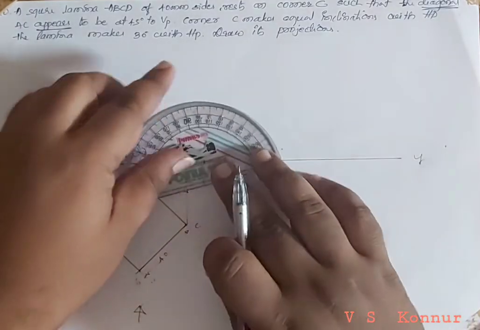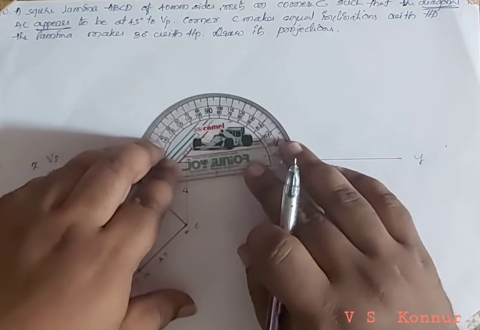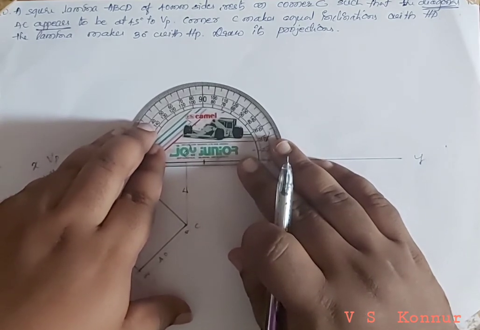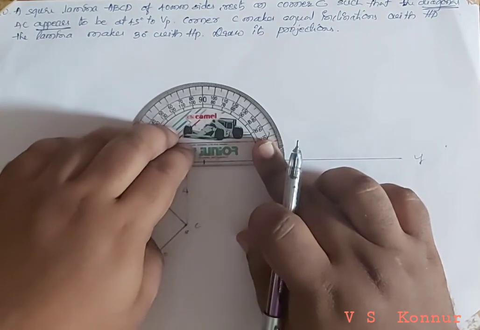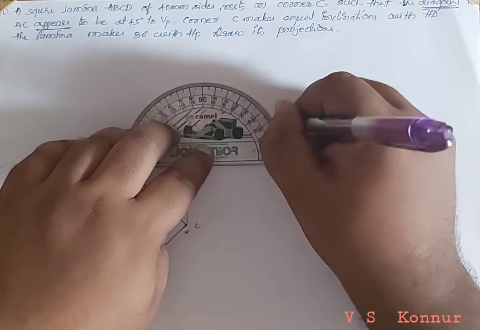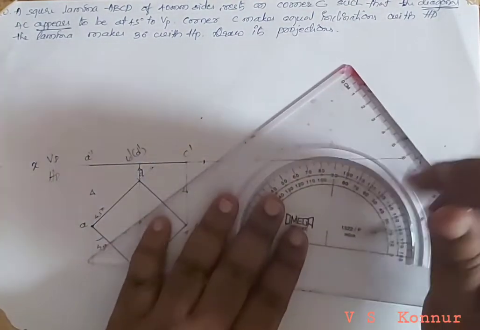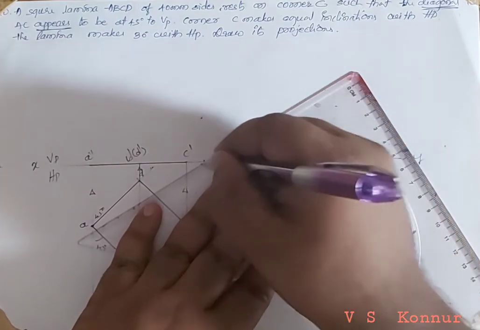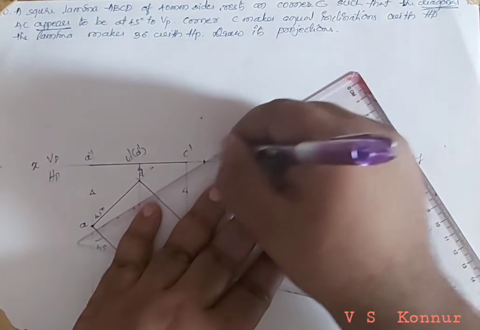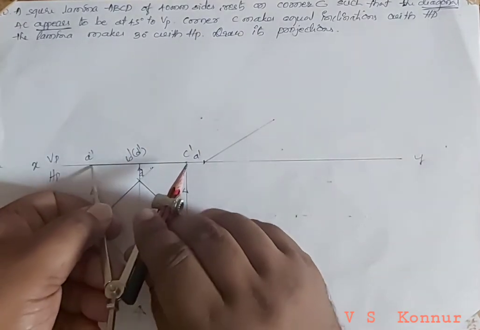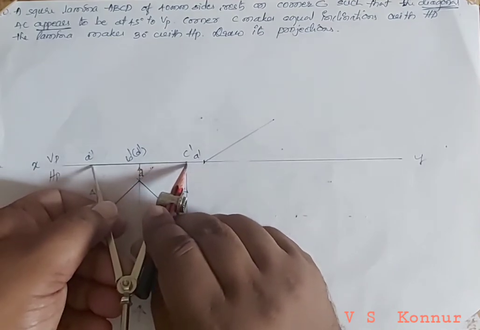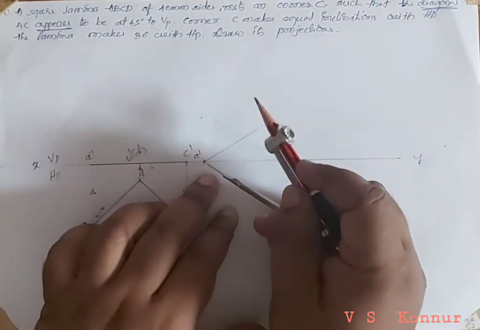From that we'll take the 30 degree line. So I mark 30 degree. Then we'll join these 2 points. With thin line I have joined. Then this point is nothing but A dash point. We'll take the distances. A to C dash, A dash to C dash.